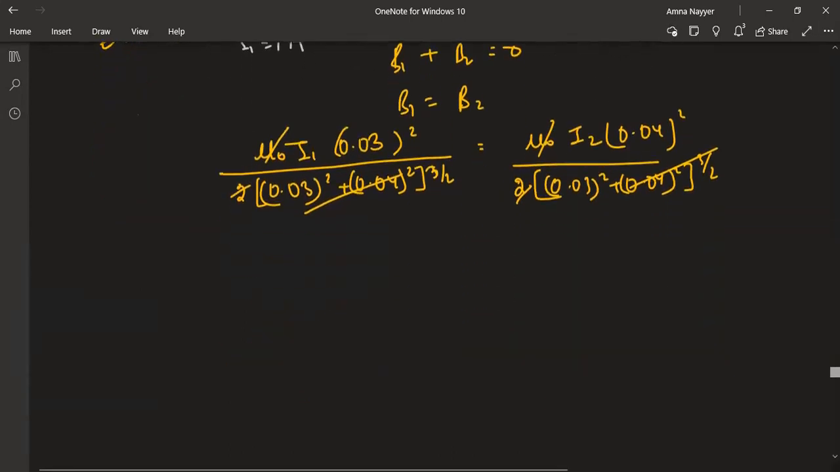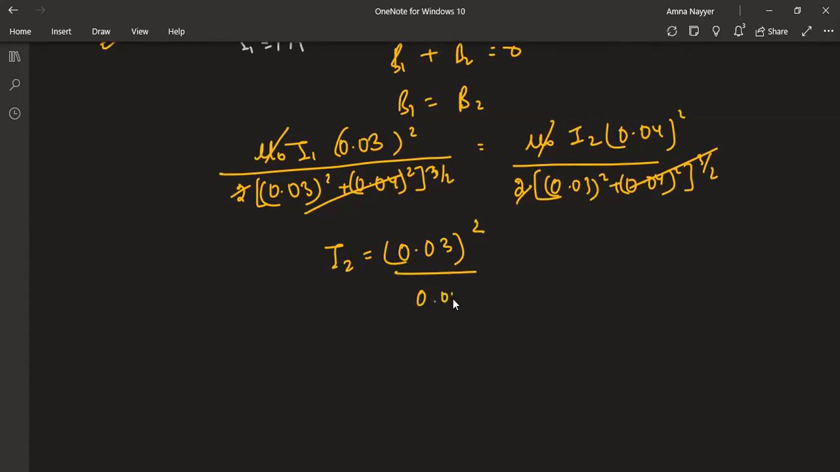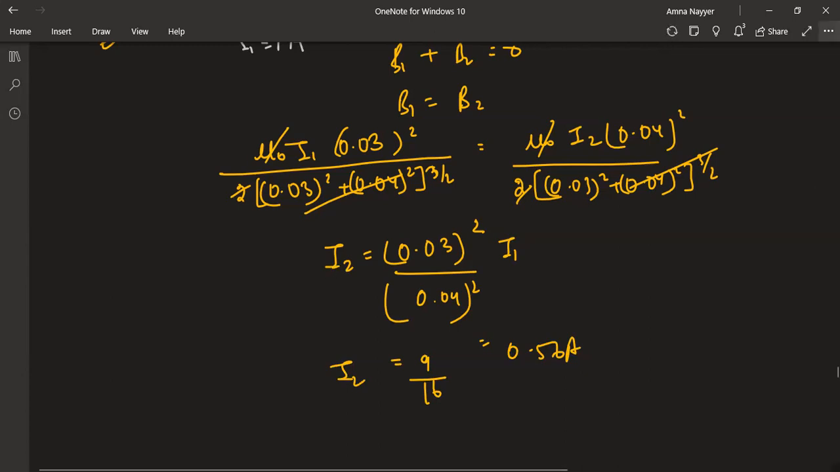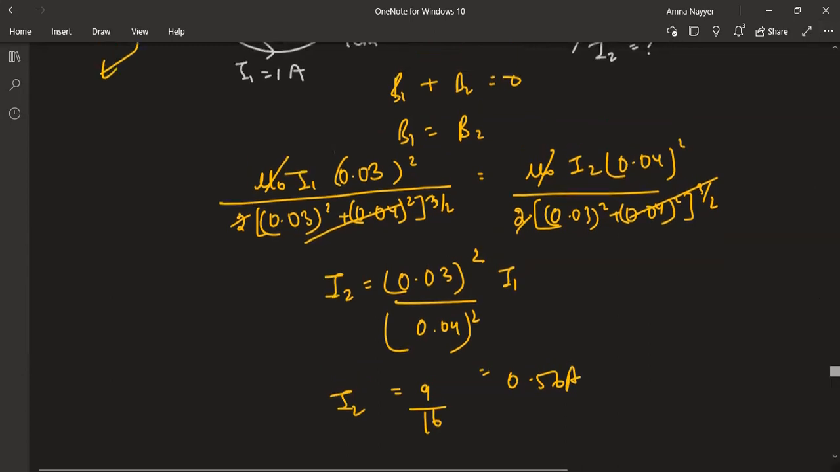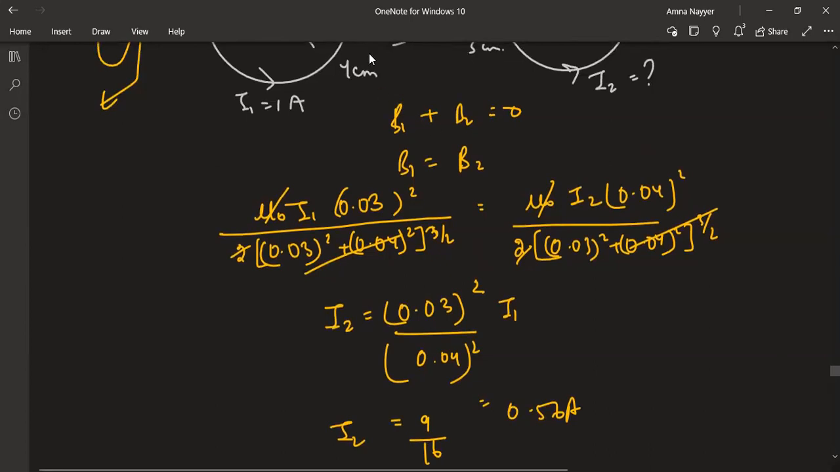So finally I2 will be equal to 0.03 whole square by 0.04 whole square times I1. And I1 is given as 1 ampere, so that is 9 by 16 or 0.56 amperes. This is right. Write down the solution, then I'll discuss some other topic.